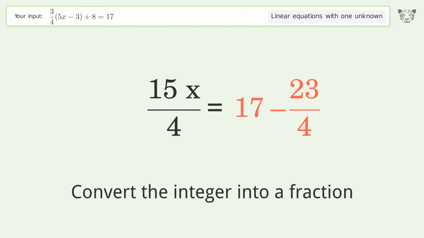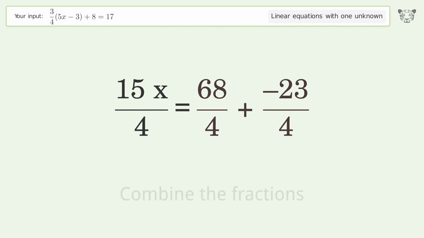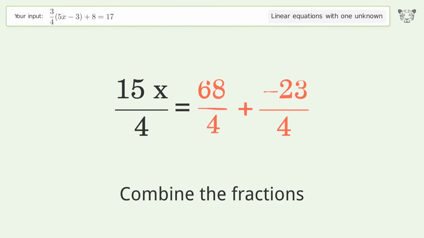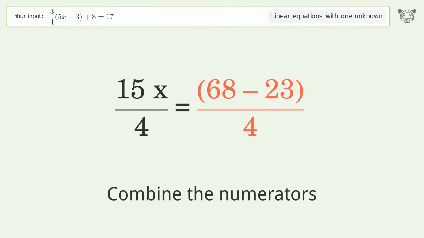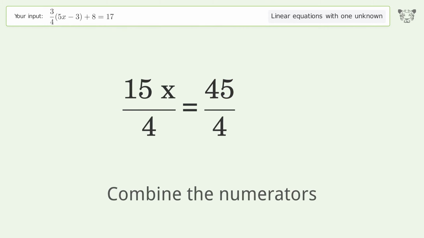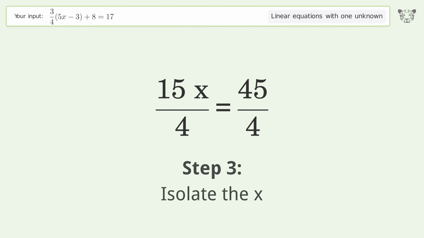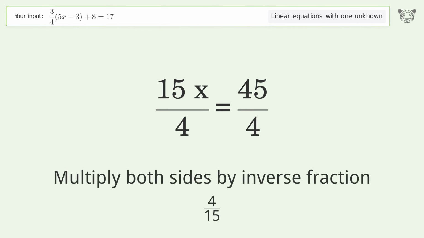Convert the integer into a fraction. Combine the fractions. Combine the numerators. Isolate the x. Multiply both sides by inverse fraction 4/15.